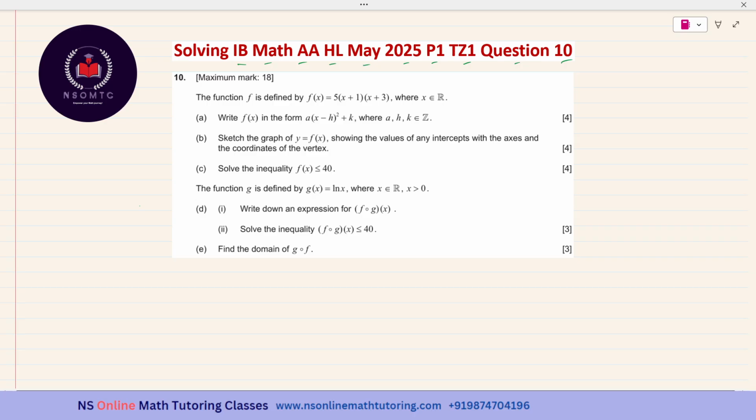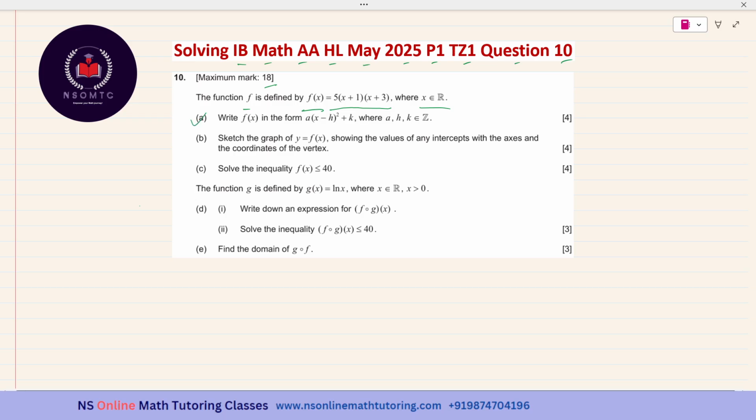So without any further delay, let us start solving this question number 10. The maximum mark is 18. The function f is defined by f of x equal to 5 times (x plus 1) times (x plus 3), where x is a real number.